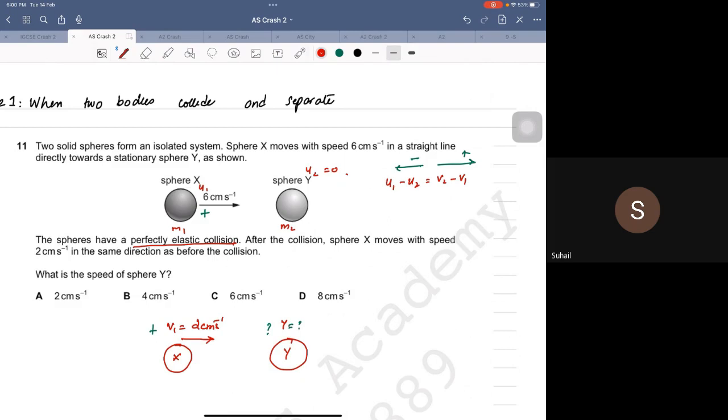So 6 centimeters would be just 6 minus 0 because there was nothing. Afterwards, it goes in the same direction, so it's going to be 2. Sorry, it's going to be v2 minus v1 was just 2. So now 6 plus 2 is going to be v2, and that comes out to be 8 centimeters per second. So this is the answer. This is a very simple question. It's just that we need to apply the correct directions.